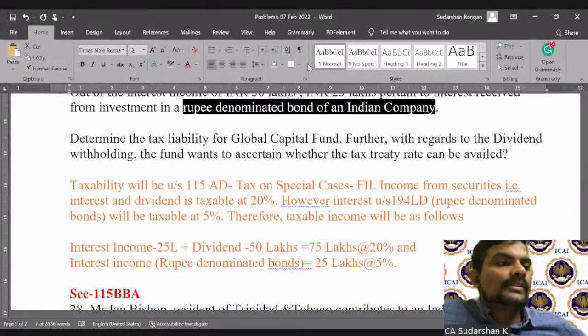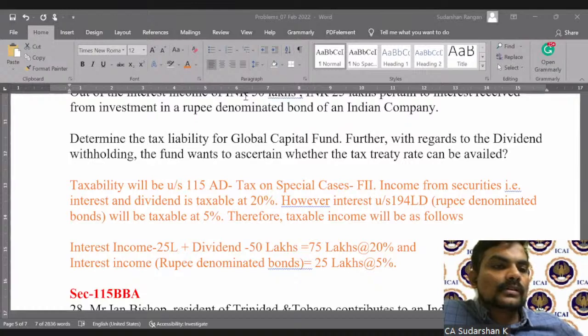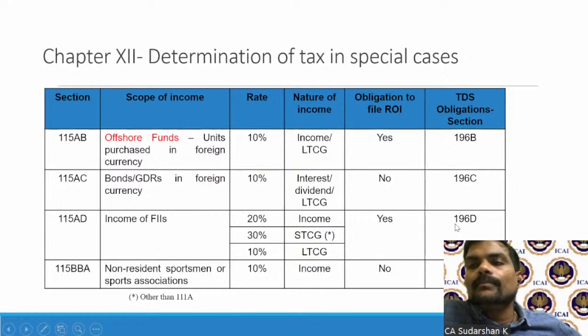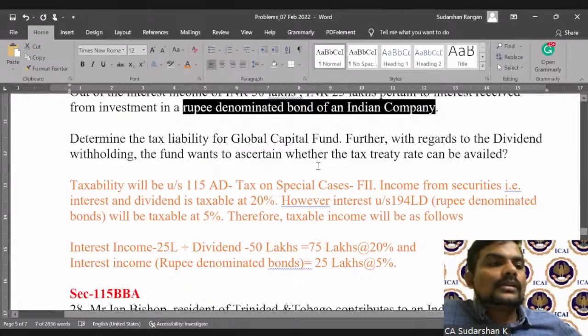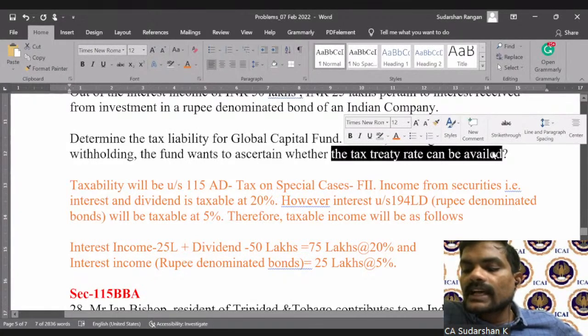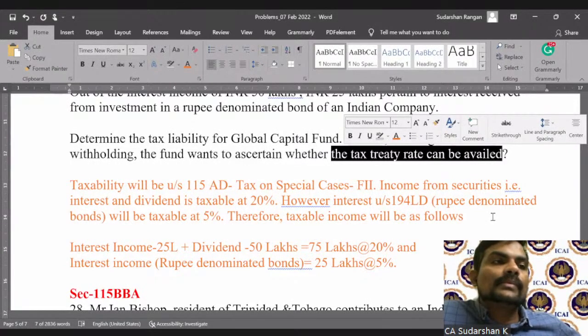Now, obviously, when the Indian company pays this interest, they have also been directed to withhold tax at 5% under 194 LD. And if you also look here, 196D talks about withholding of taxes by the Indian company giving interest or dividends. They have to withhold taxes under section 196D at 20%. Now, just to complete this, whether the tax treaty rate can be availed. Let's assume the tax treaty rate is at 5% or 10%. For a dividend, it is at 10%. Can the treaty rate be allowed?